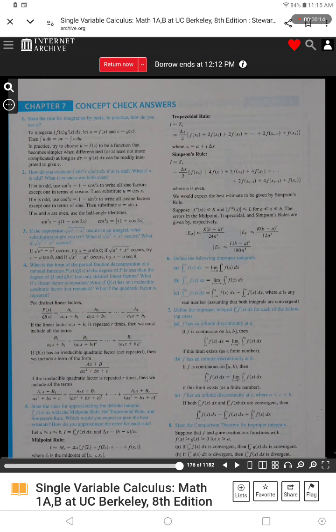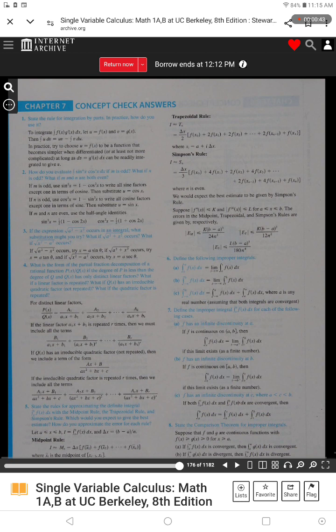State the rule for integration by parts. In practice, how do you use it? To integrate the integral of f of x times g prime of x dx, let u equal f of x and v equal g of x. Then the integral of u dv equals uv minus the integral of v du.